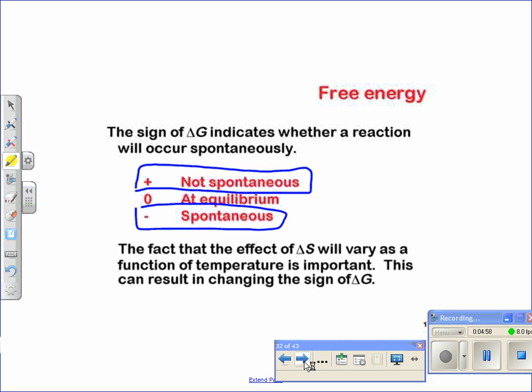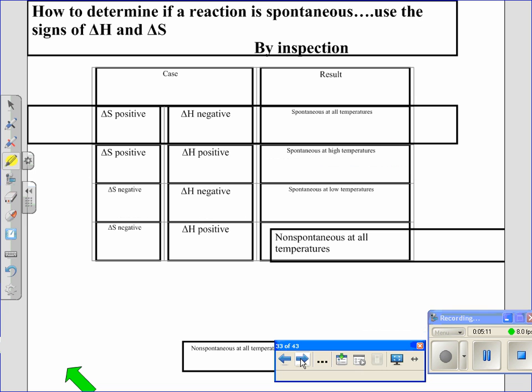Key thing you need to remember is when delta G sign is negative, it is spontaneous. When it is 0, it is at equilibrium. When it is positive, it is non-spontaneous. So we go to look at delta G. First thing is the table.